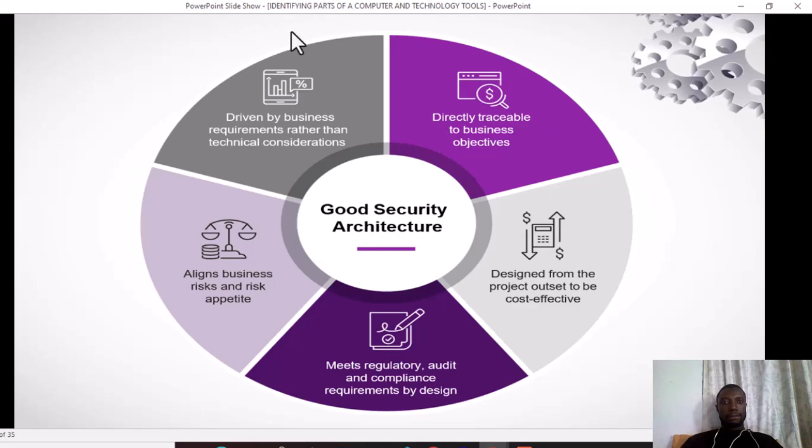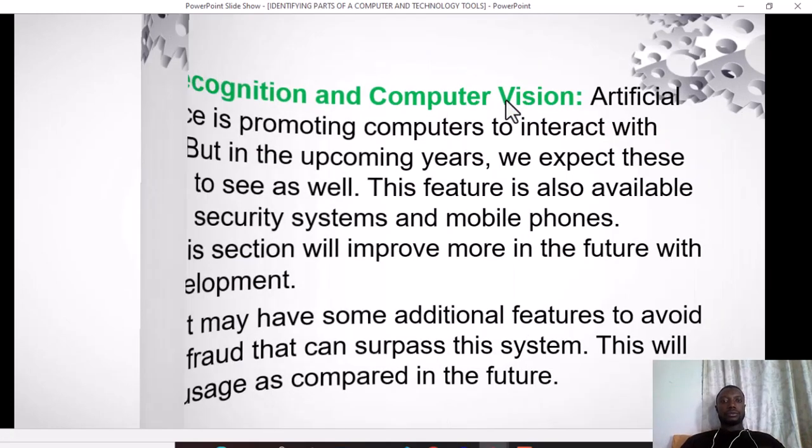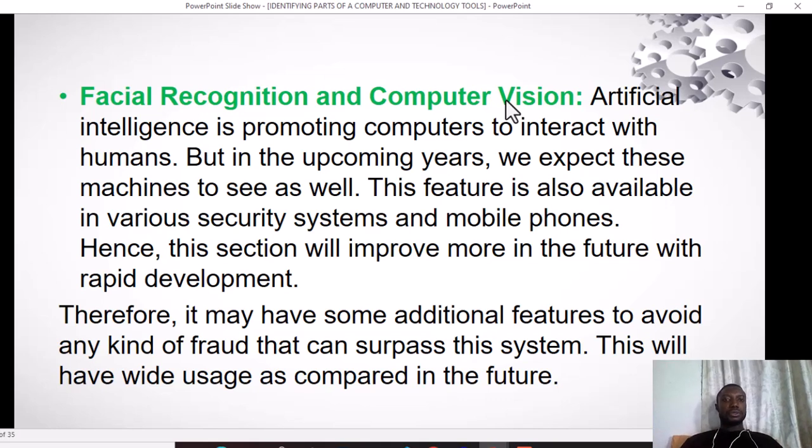All right, so let's move to facial recognition and computer vision. I think this one we've already explained much further. So we say artificial intelligence is promoting computers to interact with humans. But in the upcoming years, we expect these machines to see as well. That's with the help of computer vision. With the help of computer vision, the computer can also see us and feel what we are feeling, with the help of the neural links that we made mention of, the neural network.